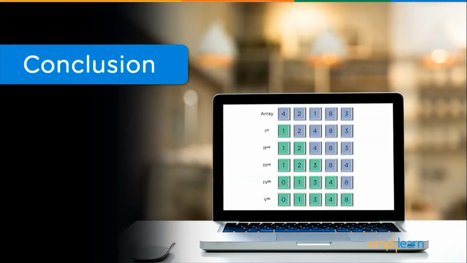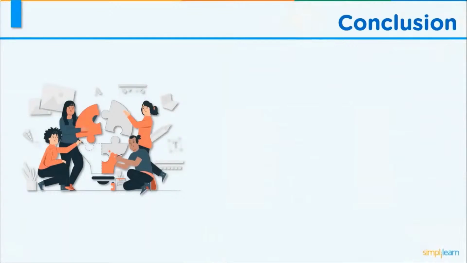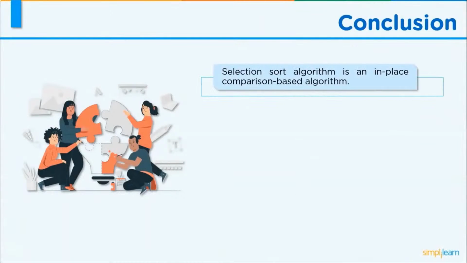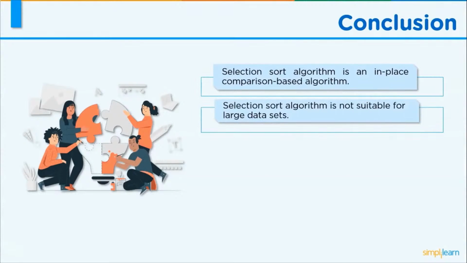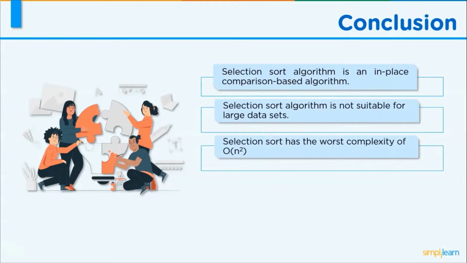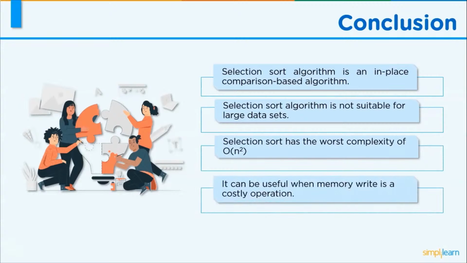At last, let's sum up what we have learned in this session. First up, the selection sort algorithm is a comparison-based in-place algorithm. Next, the selection sort algorithm is not appropriate for large datasets. Next up, selection sort has the worst complexity of big O of n square. Finally, it can be beneficial when memory write is an expensive procedure.